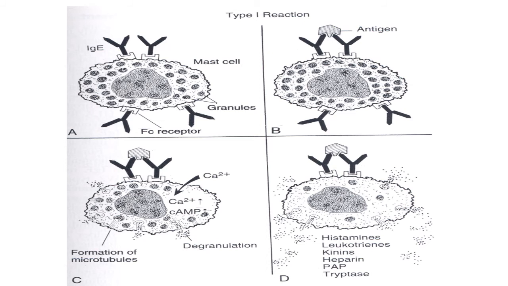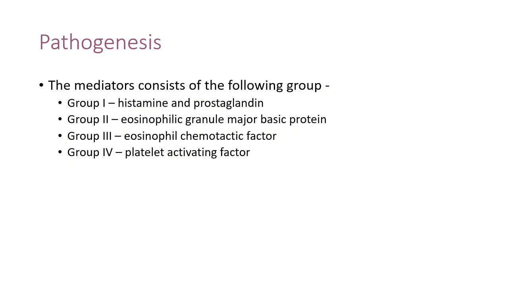So when the mast cell ruptures, there is a release of histamine, leukotrienes, kinins, heparin and tryptase. All these are called precursors of inflammation. So the mediators consist of the following groups. There are four groups. Group 1 contains histamine and prostaglandin. Group 2, eosinophilic granules. Then group 3, eosinophil chemotactic factor. Group 4, platelet activating factor.